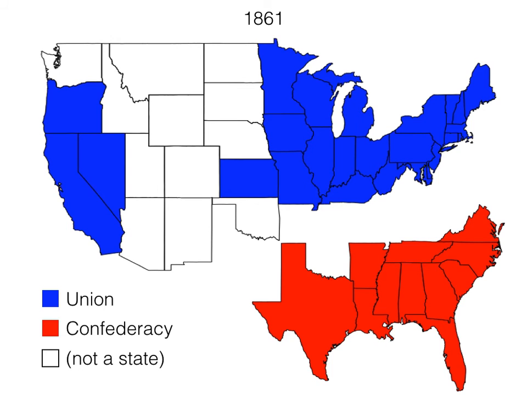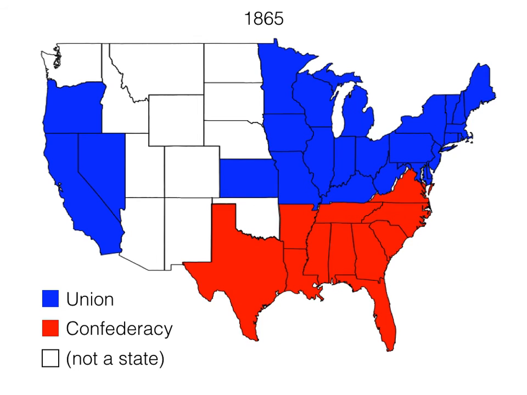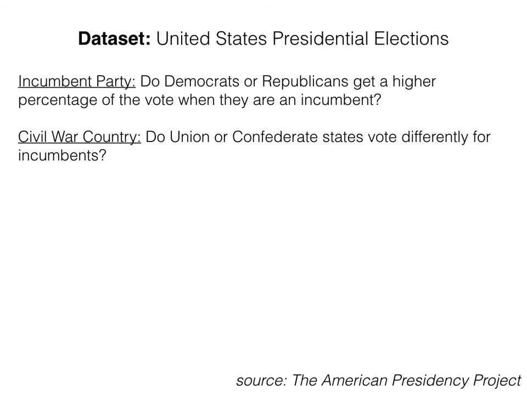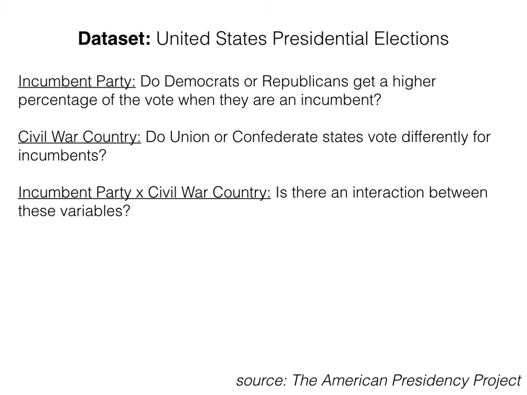So we fought a war to decide if states were allowed to leave the United States or not, and it was decided they aren't. This division has had a lasting effect, though, on American politics that extends even to today. So in addition to looking at incumbent party, we'll also be looking at Civil War country to see if states from the Union or the Confederacy vote differently for incumbents. And finally, we'll see if there's an interaction between these variables.